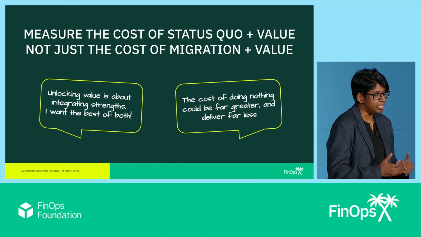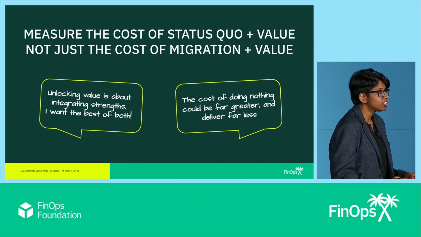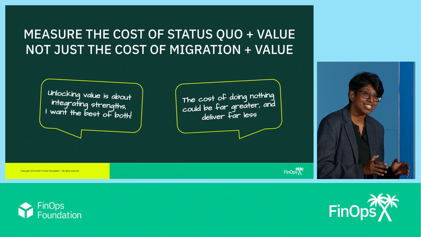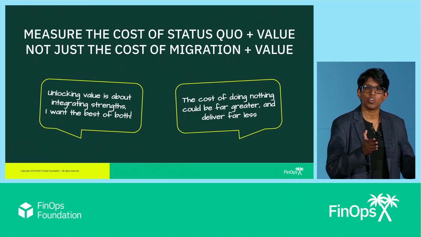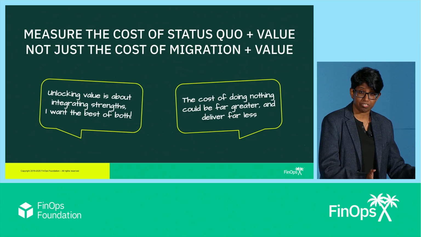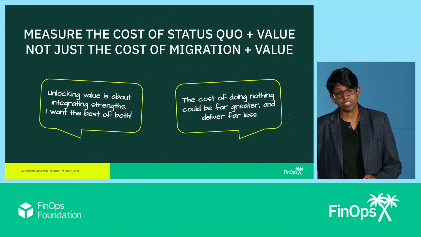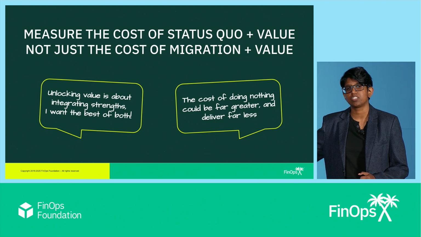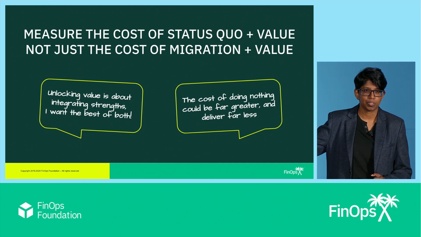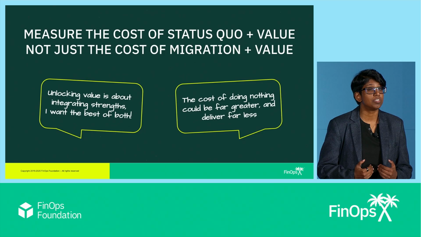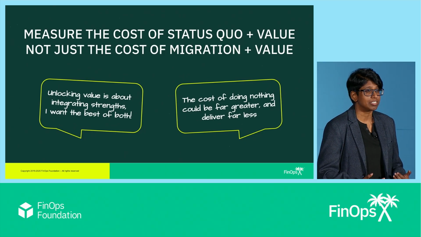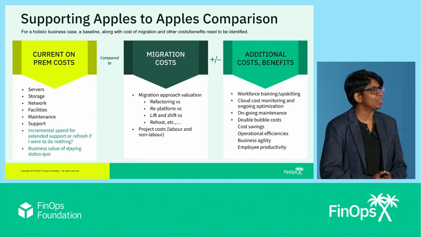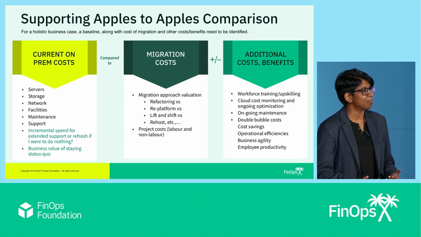So we need to measure not just the cost of staying status quo, but the cost of staying status quo plus what's the value that I'm getting if I stay where I am. And then compare that to not just the cost of migration, but the cost of migration plus value. Because that's what's really going to support an apples to apples comparison. And that's where we want to go. How best can we go about supporting an apples to apples comparison?